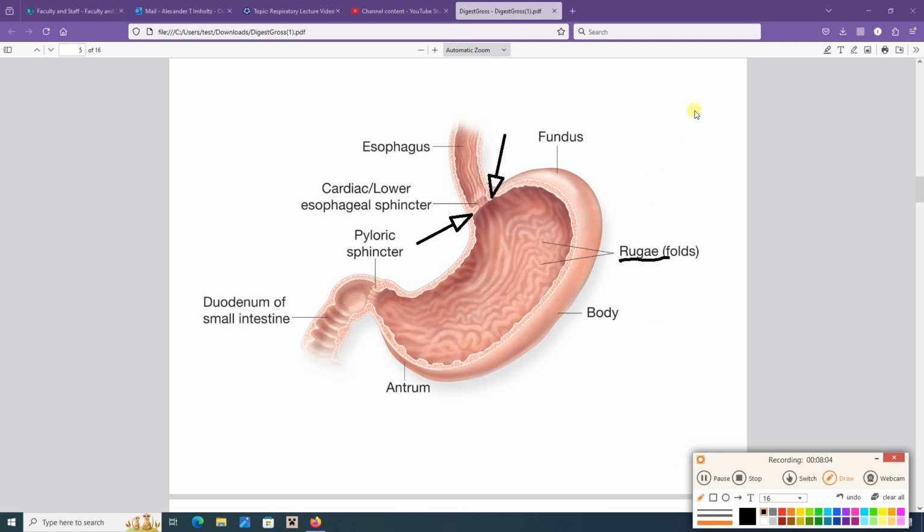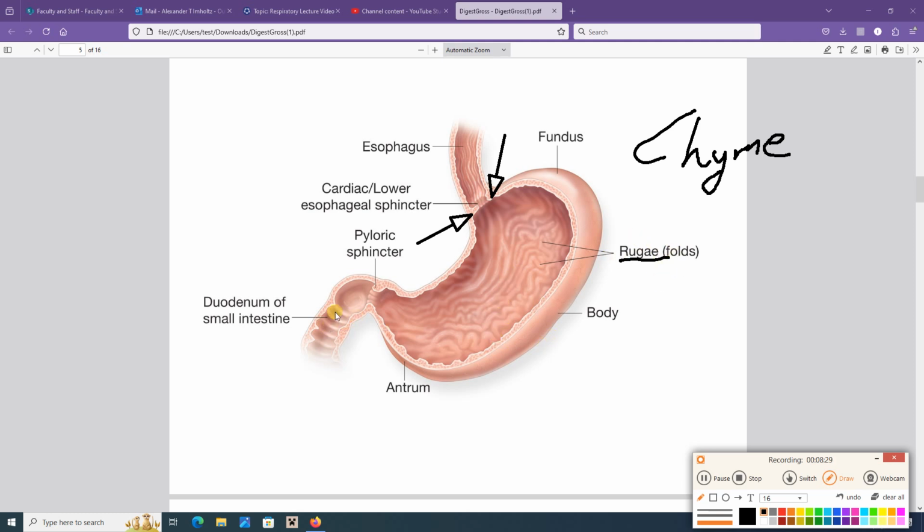And by the way, there's a word for the contents of your stomach. It is known as chyme. So all the food you ingested, the digestive juices from the stomach, plus saliva, plus mucus from the esophagus, that's called chyme. Now, your stomach is stretchy because it has rugae.